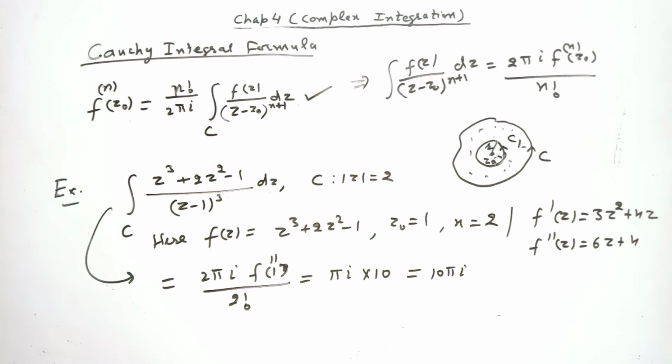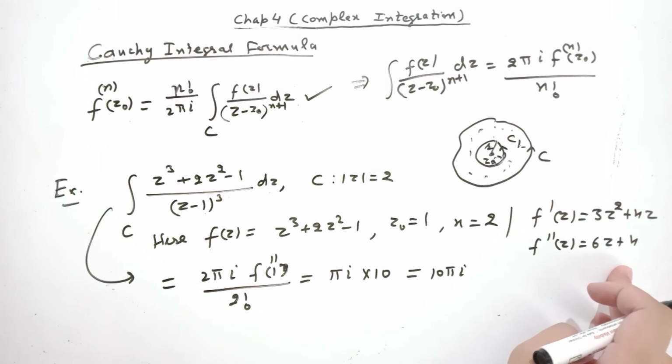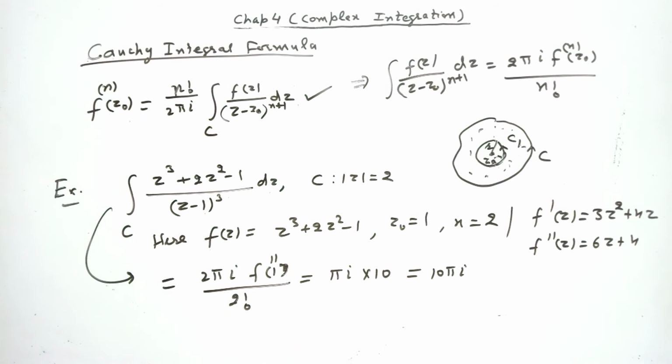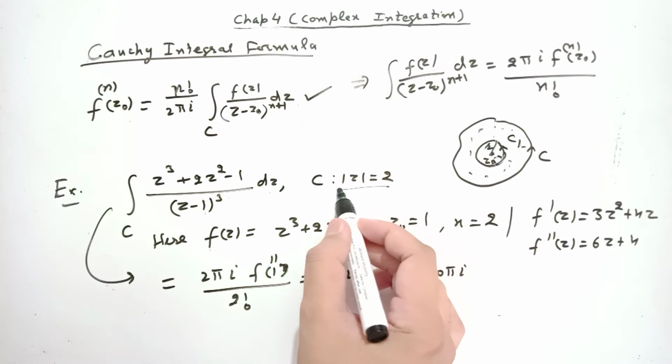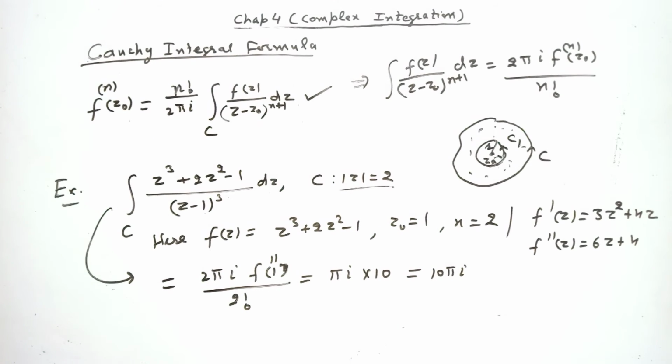Okay, but check these calculations carefully from your side. 2 pi i f double prime(1) over 2 factorial. So f double prime(1) we are finding 10 divided by 2 factorial means 10 pi i finally. But here notice one thing, that this 1 should lie inside this contour. Is it lying inside? Mod z equal to 2. 1 is lying inside, of course, so you are able to apply Cauchy integral formula.